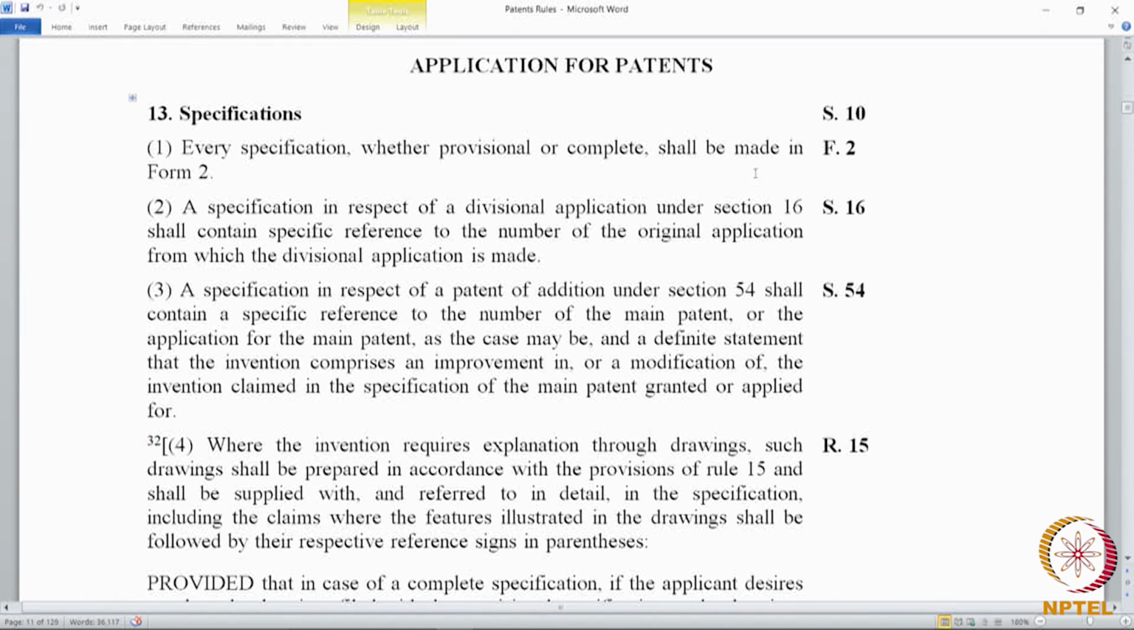Now, just like section 16, there would be at least two applications. One, the original application, and in section 16 it was the divided or the divisional application. So, there are two applications which are related.